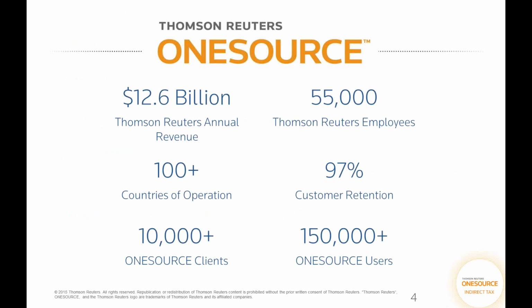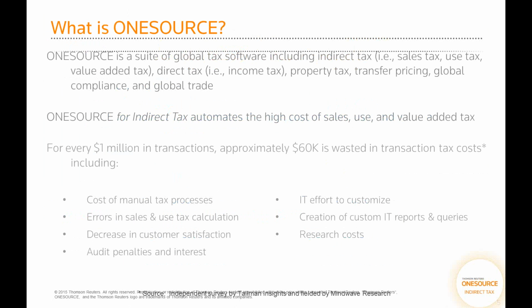So Thomson Reuters, just an introduction. We're a $12.6 billion company made up of several different parts. Tax and accounting is just a portion. We also have legal, financial services, news, life sciences, and several other branches that make up our one company. We operate in over 100 countries, service over 10,000 clients. We have 55,000 employees, a 97% customer retention rate, and over 150,000 users on our ONESOURCE brand at this point.